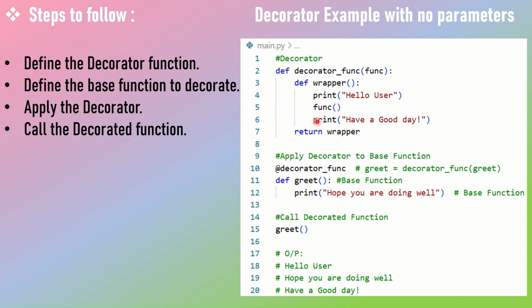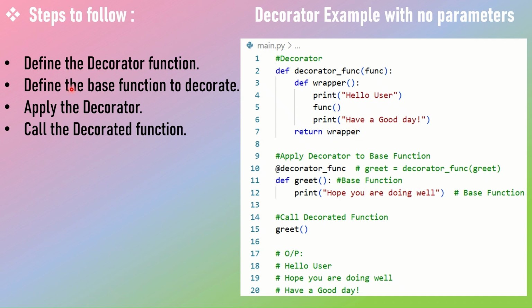And then after the function call also, I would like to add one more log saying have a good day. And then I need to return this wrapper function back. So whenever this decorator function is called, it should return the wrapper function back. So this is how we need to define the decorator function.